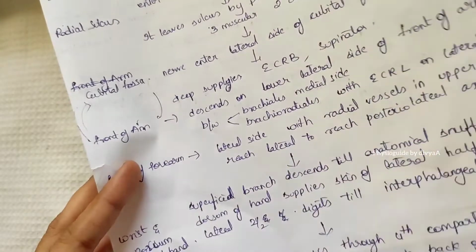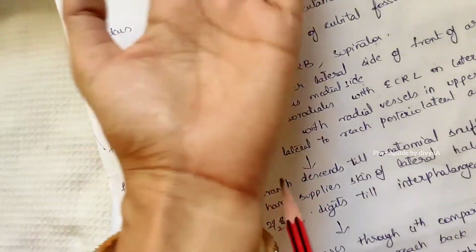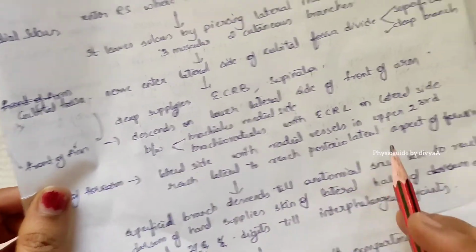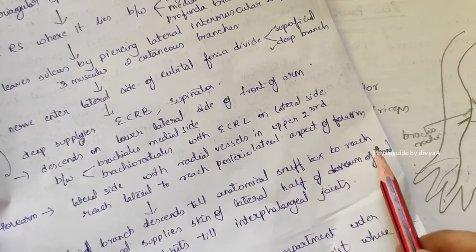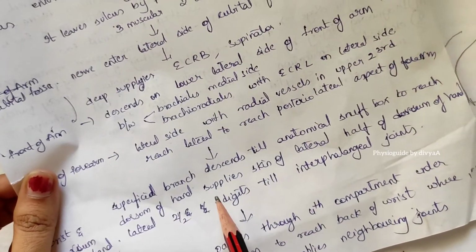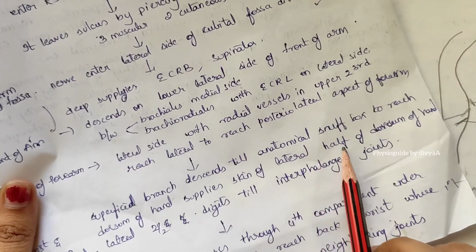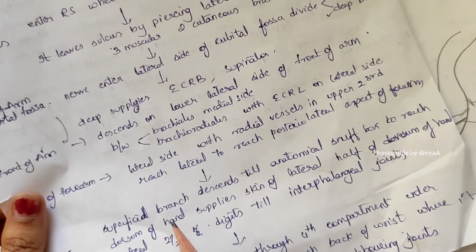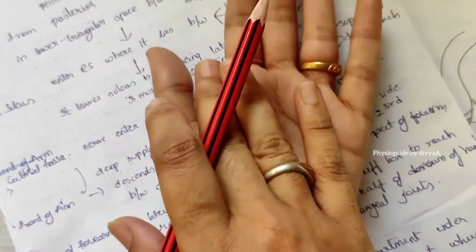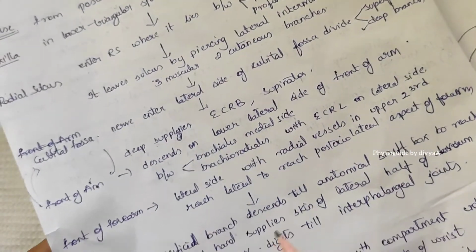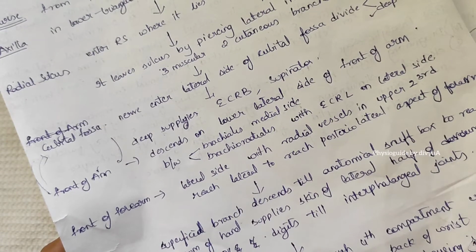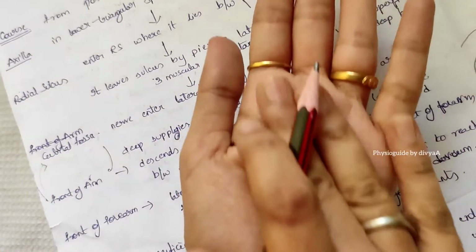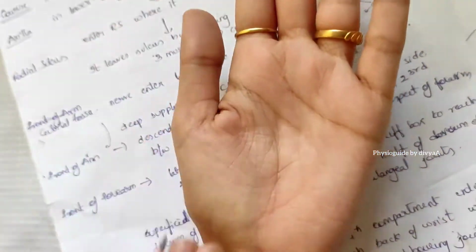Next, the wrist and the dorsum of the hand. The superficial branch descends till the anatomical snuff box to reach the dorsum of the hand, and it supplies the skin of the lateral half of the dorsum of the hand. This is the medial side, and this is the lateral half of the dorsum of the hand, and the lateral one and a half digits till the interphalangeal joint.